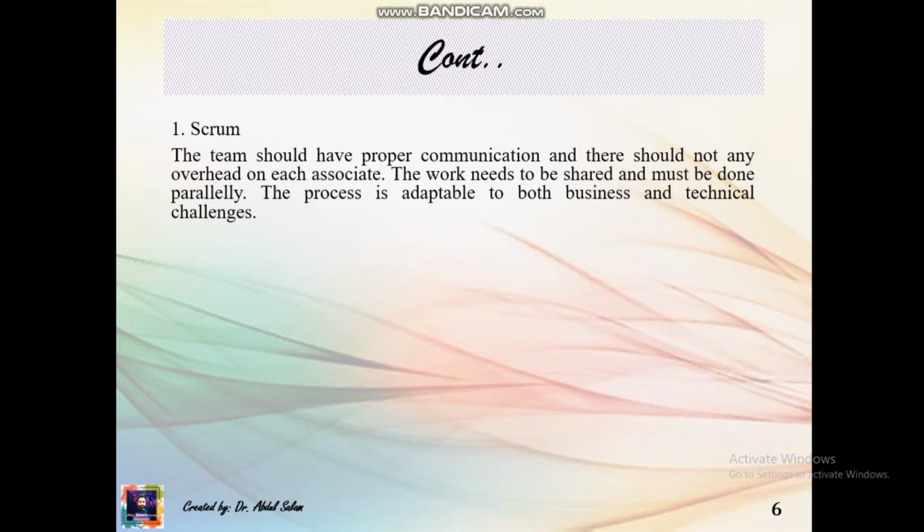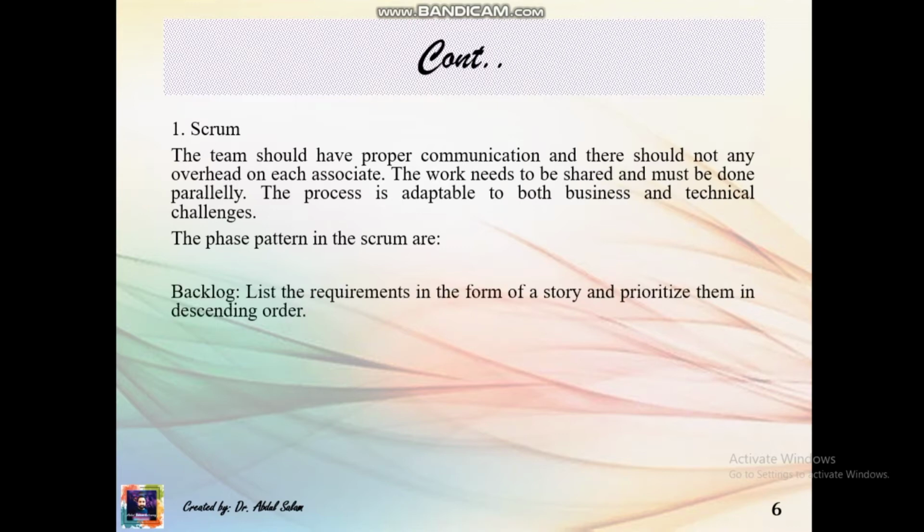Firstly, we will discuss Scrum. The team should have proper communication and there should not be overhead on each associate. The work needs to be shared and must be done in parallel. The process is adapted to both business and technical challenges. The phase pattern of Scrum is as follows.